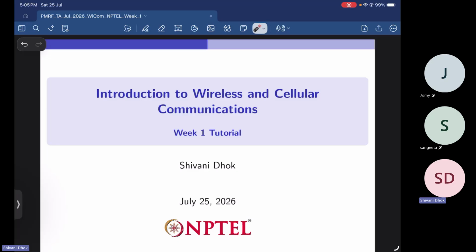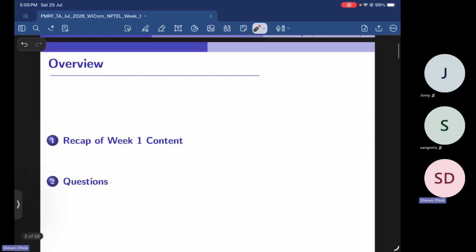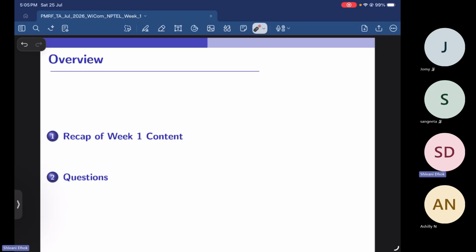Since this is the very first week of this course, a few logistics: every week on Saturday from 5 to 7 p.m., I'll be taking this tutorial. So the plan will be like this. First, I'll discuss the content that is related to that particular week. This is the first week's tutorial, so all the questions will be related to your week 1 content.